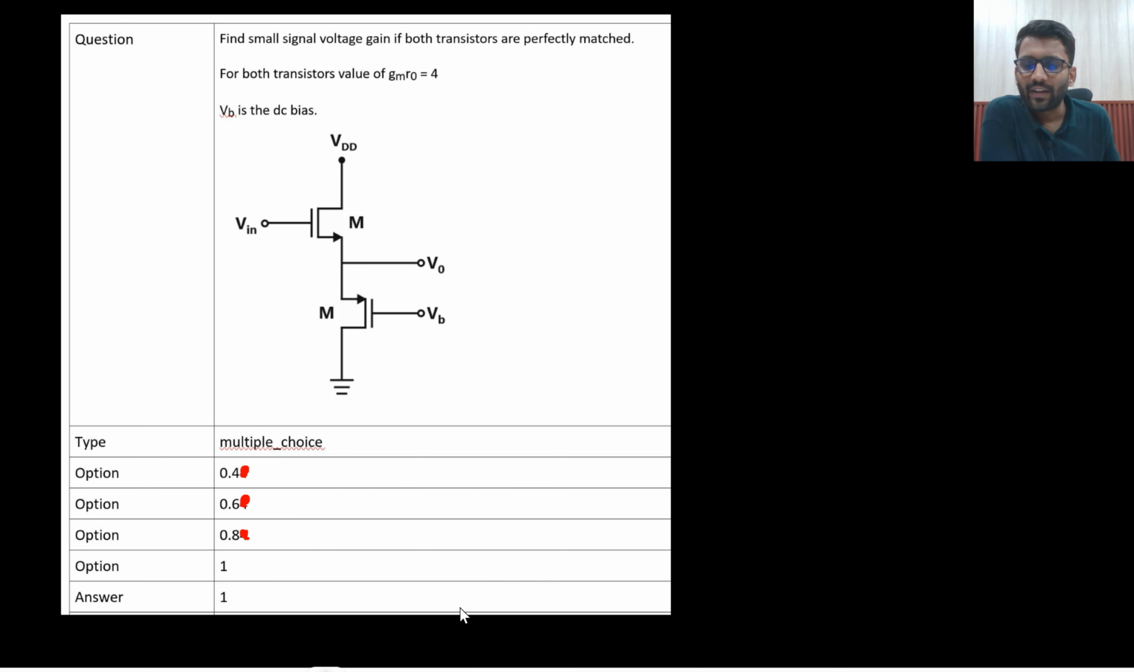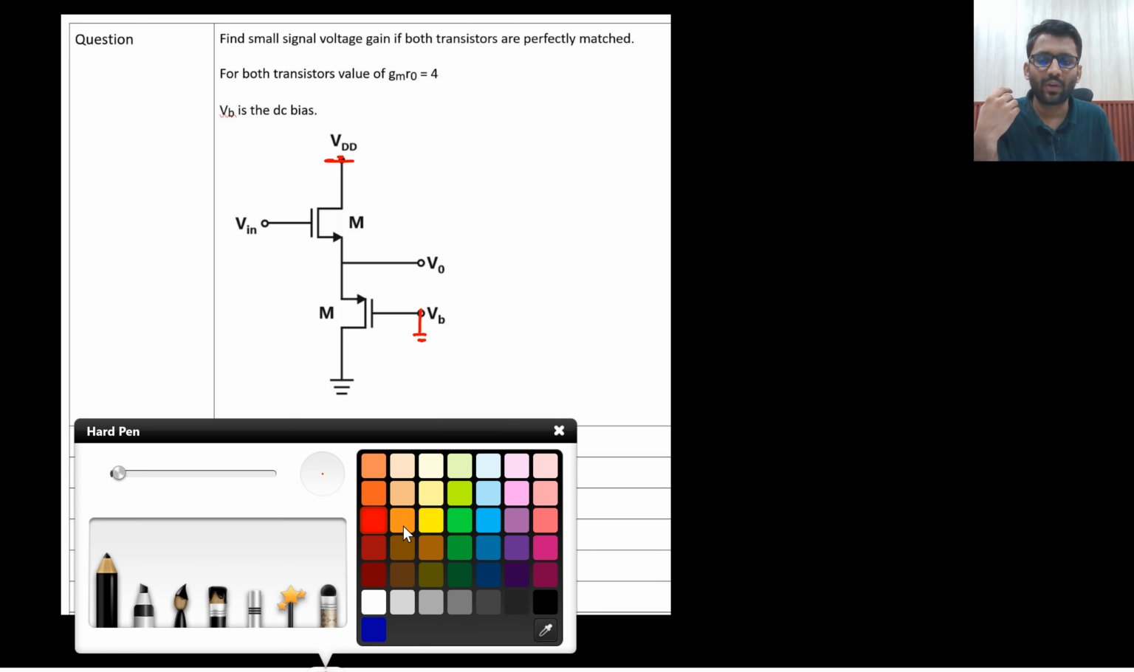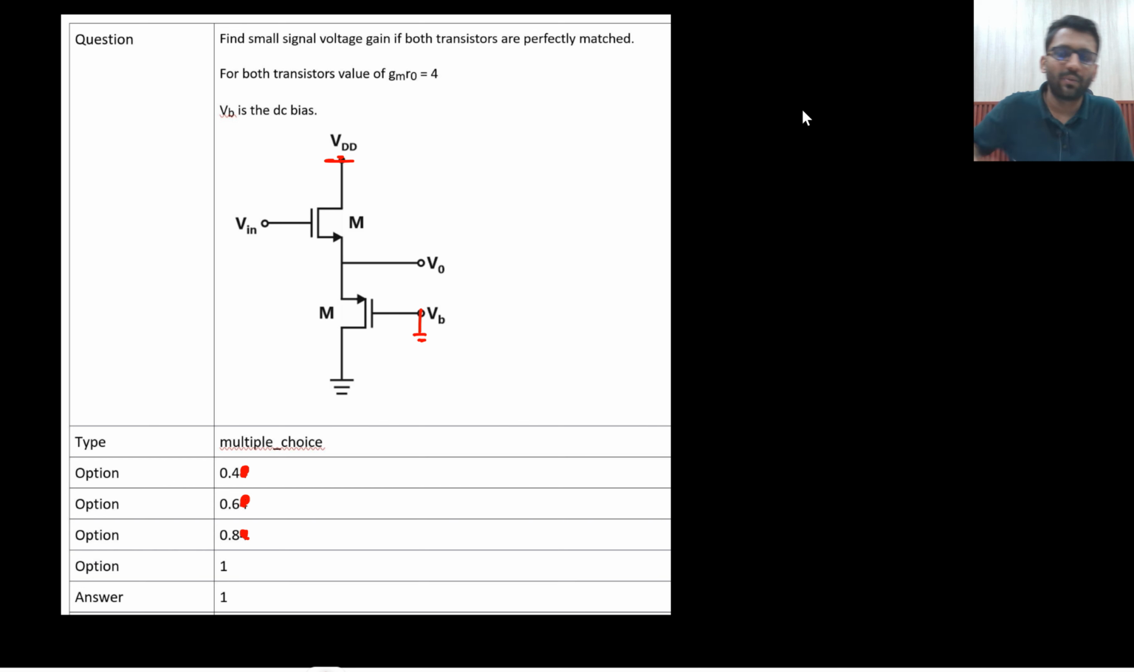Here what you need to find, VB is the DC bias, you need to find the small signal voltage gain. So VB is the DC bias, this will be shorted. Even this will also be shorted. VDD is also a DC bias. So basically from V0 to ground, what do you see? If I draw the model, this is your V in, this is ground, and this was your V0.